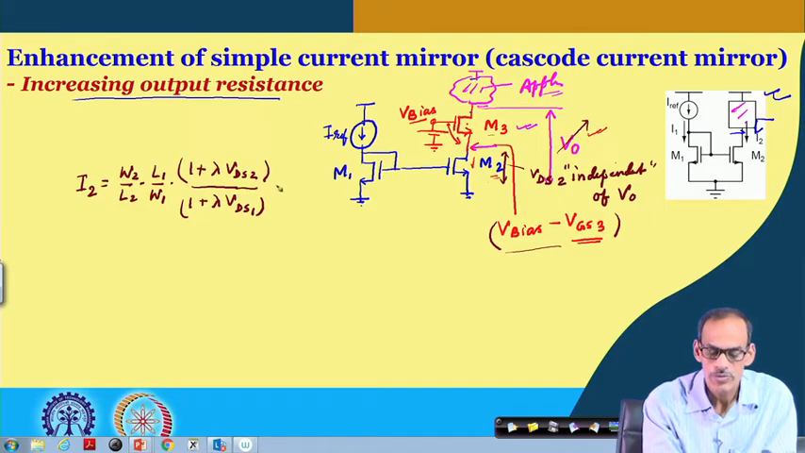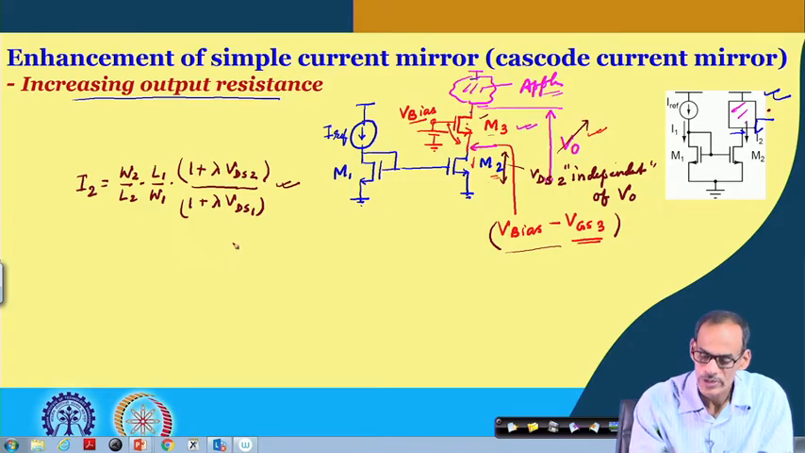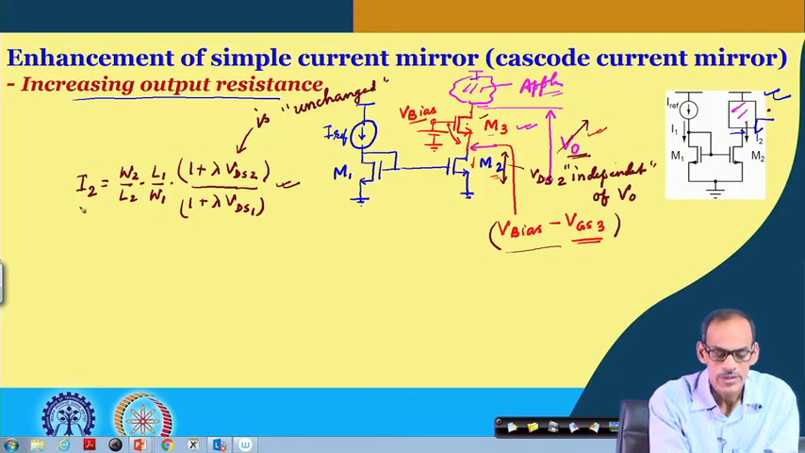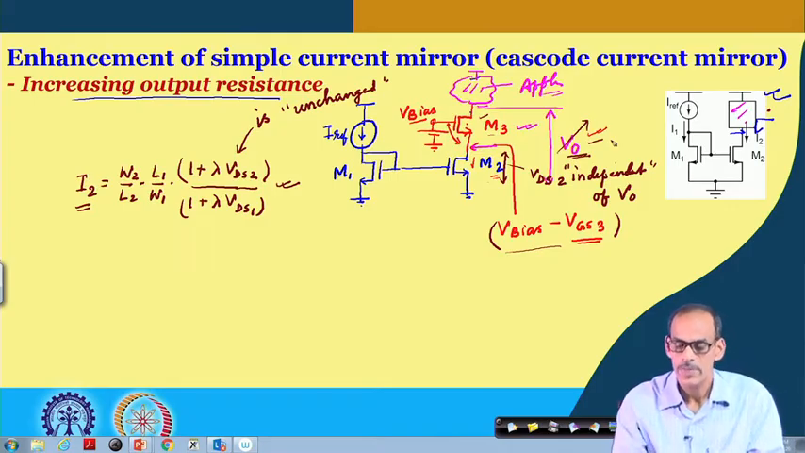Now, this expression of course remains the same, but by adding this transistor, compared to the simple current mirror, even if you vary this output voltage, the VDS 2 is, quote and unquote, unchanged. Or you can say that this current hardly depends on this voltage here.